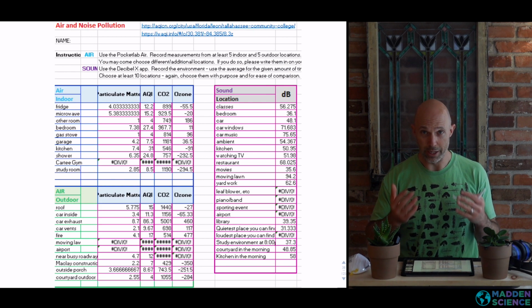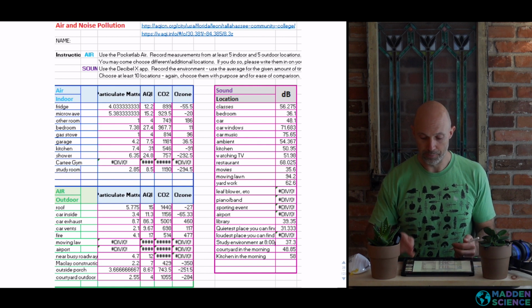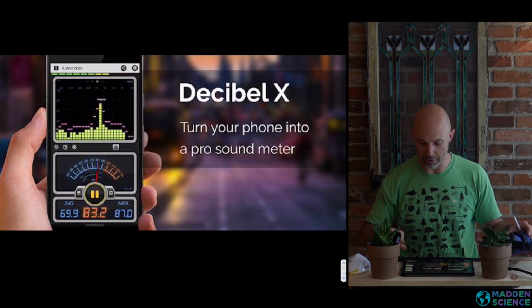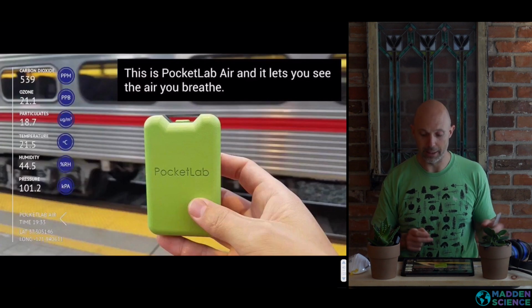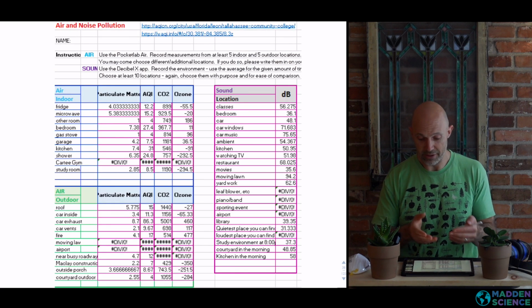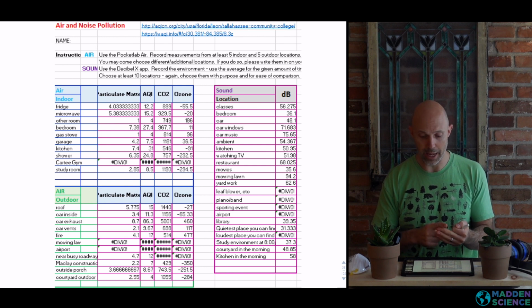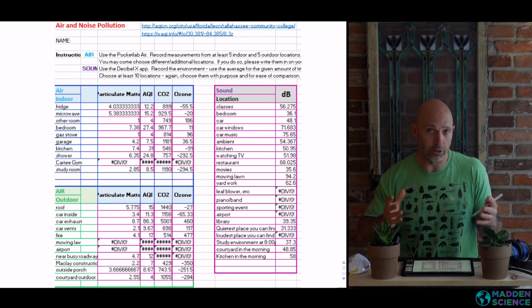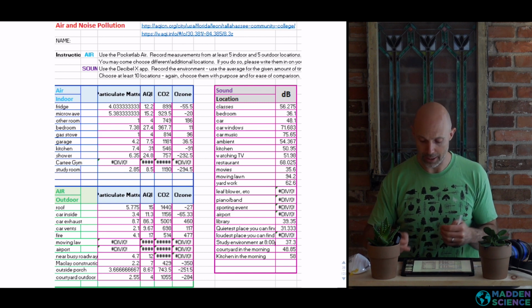Here's a little bit of data we collected. So we used our app on our phone, Decibel X, to collect noise pollution levels. We also used our Pocket Lab Airs, and you can see that these are the averages of kids, and we looked at particulate matter, air quality index, carbon dioxide, and ozone. And then for sound, we just looked at decibel level. We averaged them out and looked for trends and interesting findings.